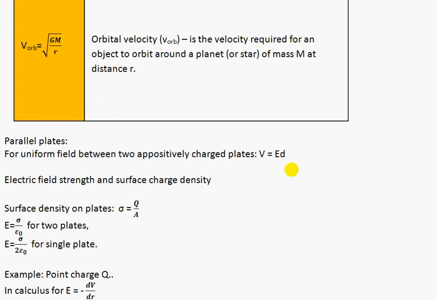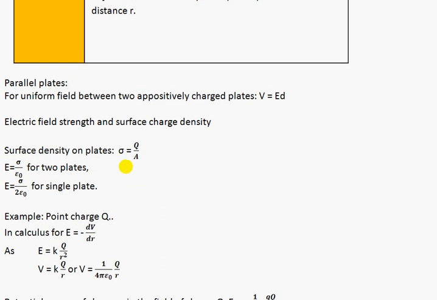Another useful formula of parallel plates. We have a uniform field between two oppositely charged plates, and potential difference between these plates equals field strength times distance between the plates. Electric field strength and surface charge density. Surface charge density on plates is charge over area. Field strength for two plates is given by this formula, for a single plate by this formula.